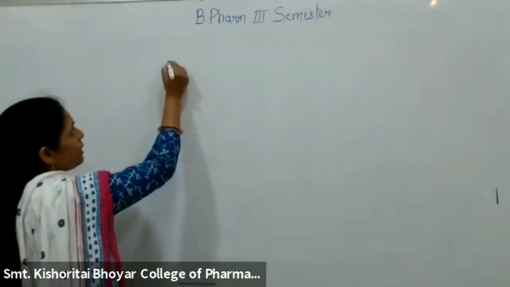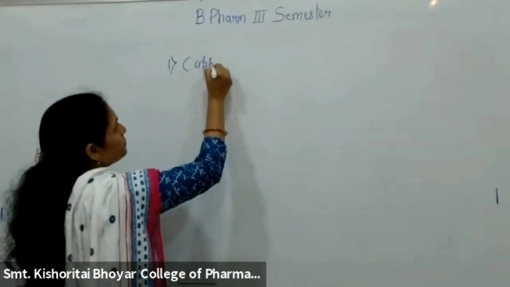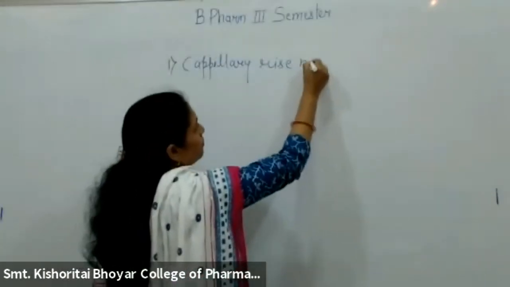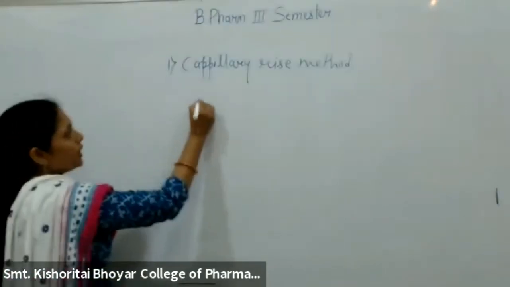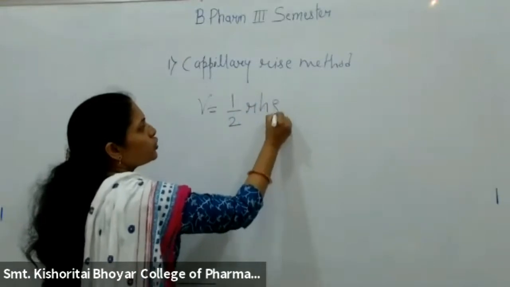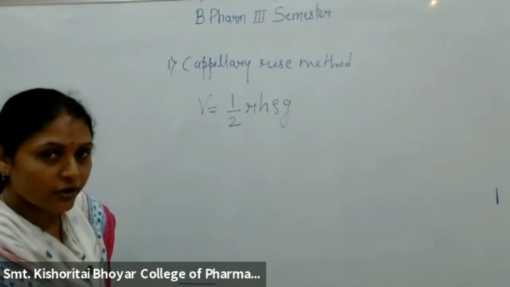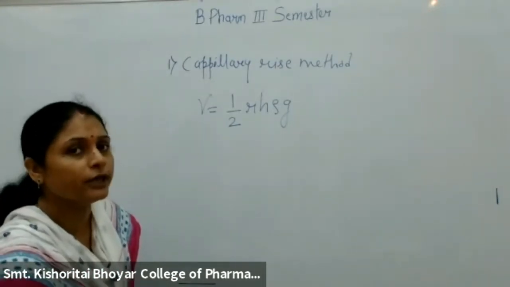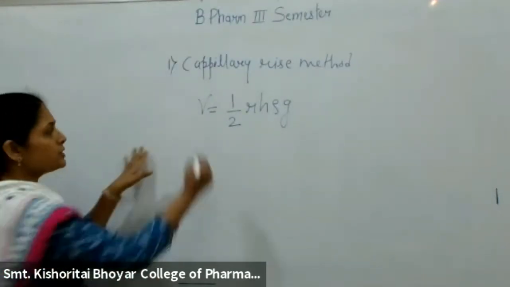So the first method which we have discussed is what? The capillary rise method. According to this equation, when we derived it, we get gamma is equal to 1 by 2 RH rho G, where gamma is the surface tension. The capillary rise method is suitable to determine surface tension only. It is not suitable to determine the interfacial tension. By using the capillary rise method, we can only determine surface tension.